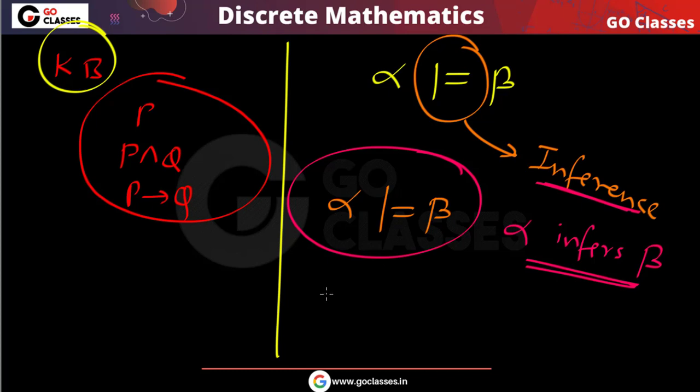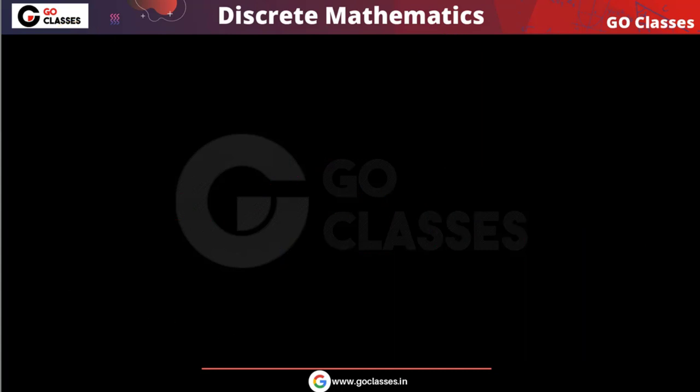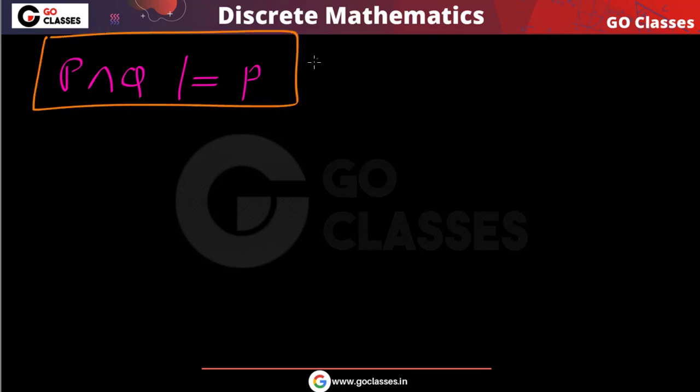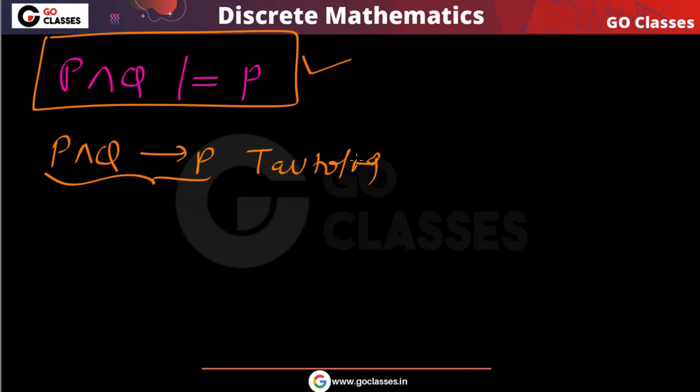And what it actually means is that alpha infers beta if and only if alpha implies beta is a tautology. So this definition we already know. This definition we have seen in the lecture. For example, you can notice that P and Q infers P. We know this. Why? Because if P and Q is true, then definitely P is true. So this is correct. And why is this correct? You can easily see that P and Q implies P is a tautology. So this is what I am talking about.